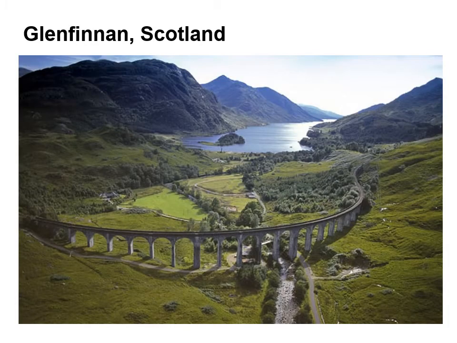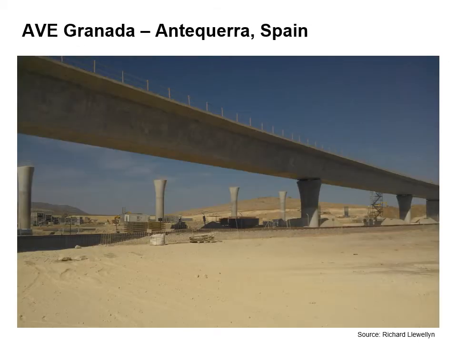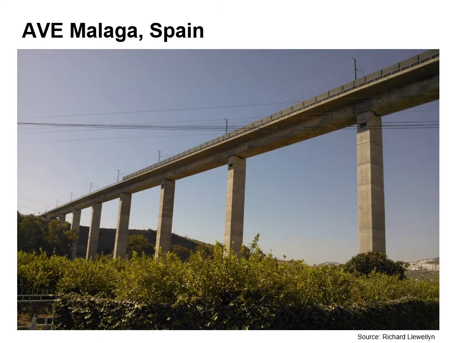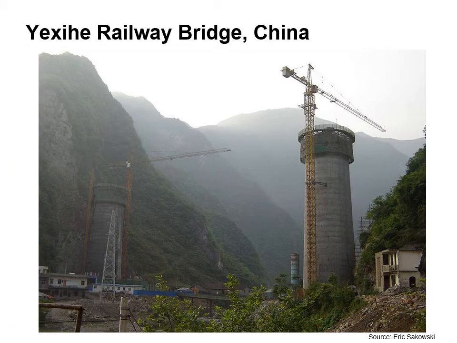Here's a very early example of reinforced concrete construction in the Glenfinnan Viaduct in Scotland. And here we can see a concrete viaduct being constructed in Spain for a high-speed line. Another structure on the Spanish high-speed line, the AVE, this time in Malaga.